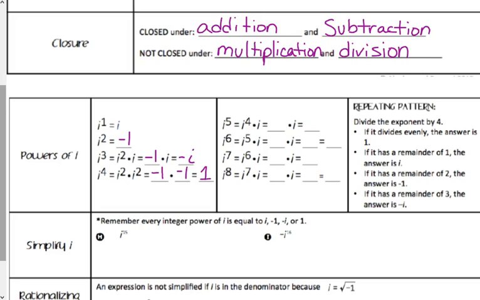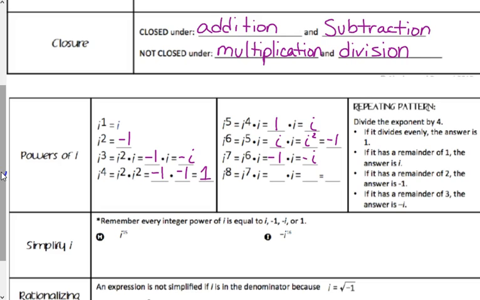Over here we have i to the fifth. i to the fourth times i gives us, because i to the fourth is 1, times i just gives us i. We have i to the sixth, which is i to the fifth times i. i to the fifth is i. i times i is i squared, which is negative 1. i to the seventh is i to the sixth times i. We've discovered that i to the sixth is simply negative 1. Negative 1 times i is negative i.